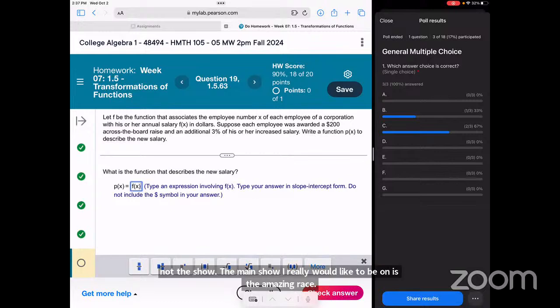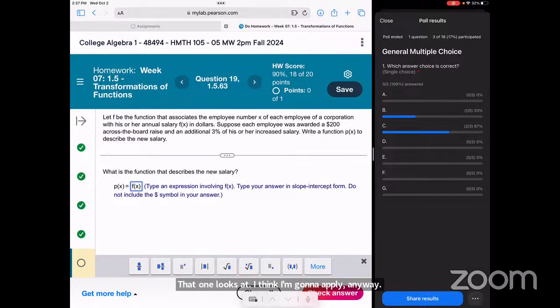Okay, so back to this. That was a fun little tangent, right? So we have their salaries. Then it says each employee is awarded a $200 across-the-board raise in their salary. So we're going to take their salary and add $200. I'm going to say plus 200.